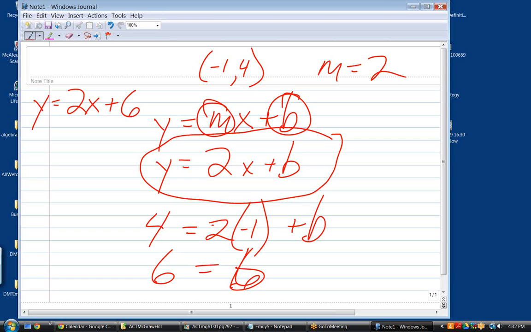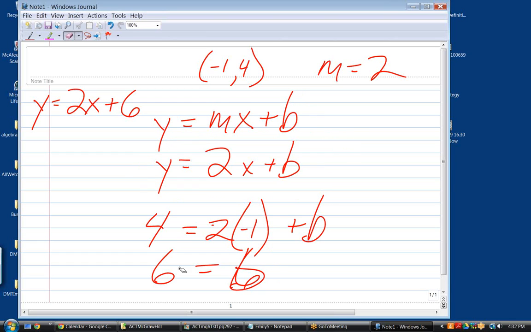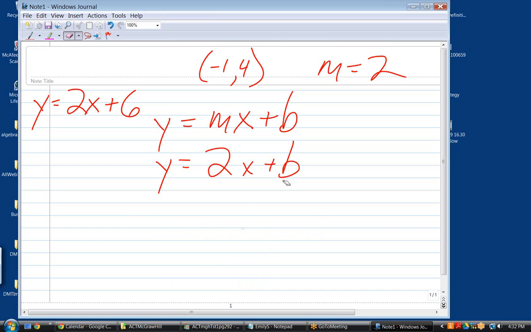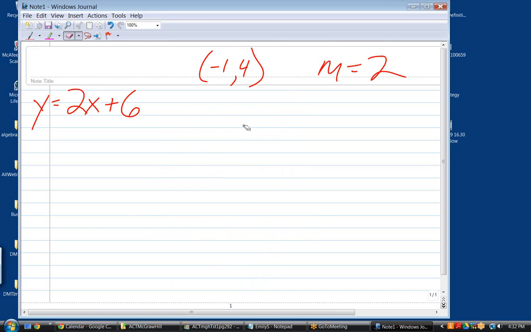Now, is the only format you've learned y equals mx plus b? No, there's also point-slope form. That's actually a little easier. Why? Because notice what we have: a point and a slope. And it's a little more direct if you use point-slope. Do you know the format for point-slope? I have it in here. It's y minus y1 equals m times x minus x1.